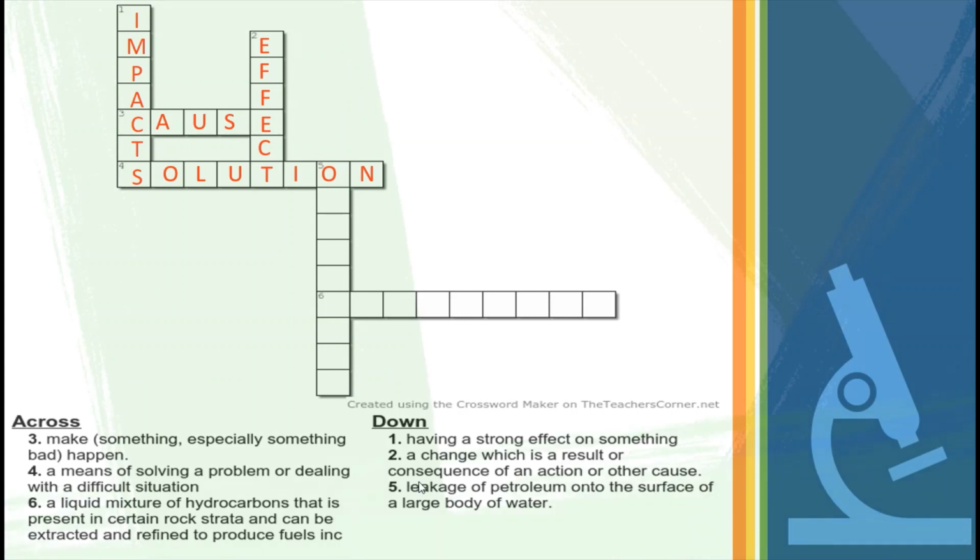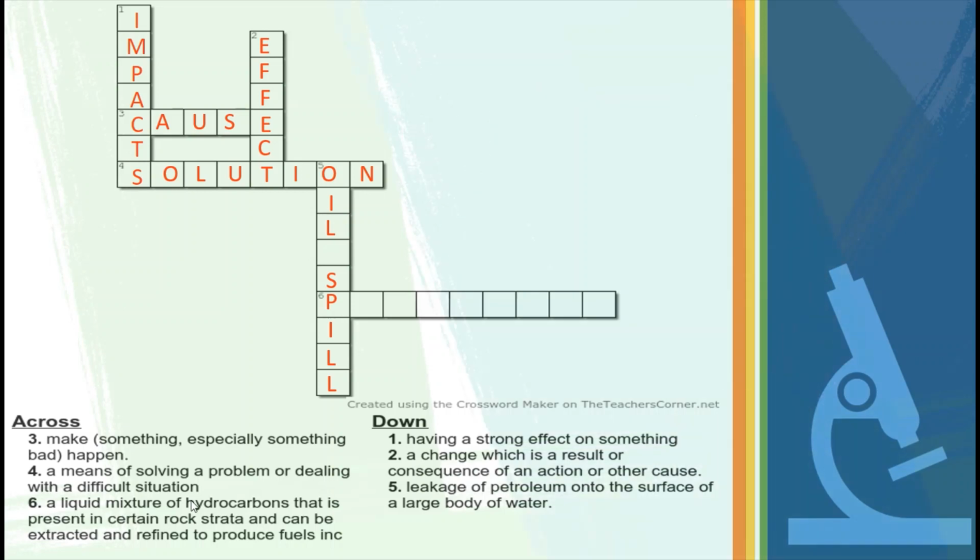Number 5, a leakage of petroleum onto the surface of a large body of water. The answer is oil spill. Very good. Oil spill. That is the answer for number 5. Now for number 6, what do you think is the answer?